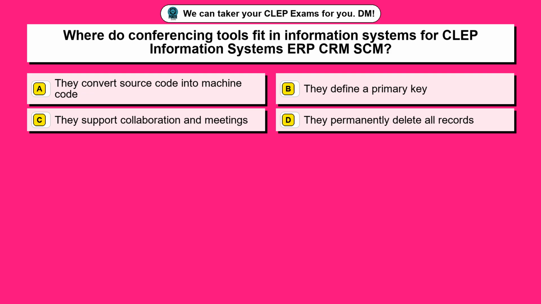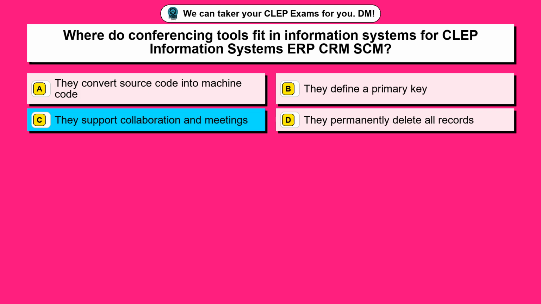Question 5. Where do conferencing tools fit in information systems for CLEP Information Systems ERP CRM SCM? Option A. They convert source code into machine code. Option B. They define a primary key. Option C. They support collaboration and meetings. Option D. They permanently delete all records. The correct answer is option C.